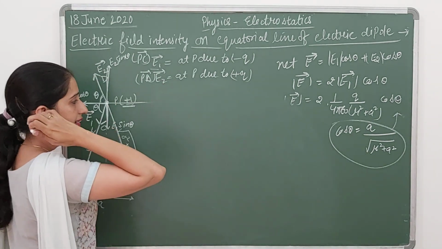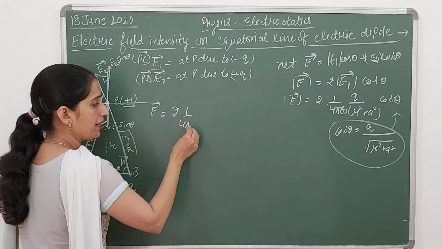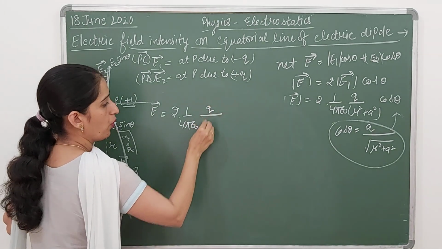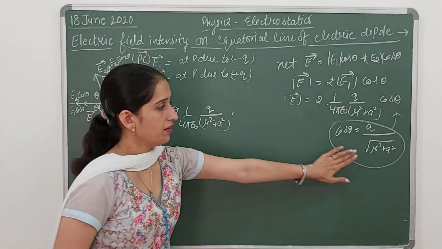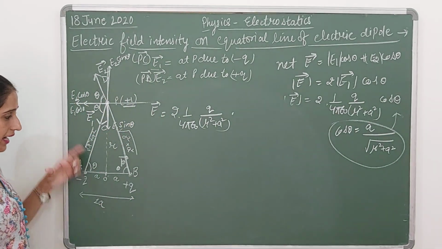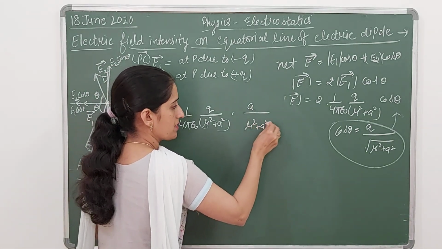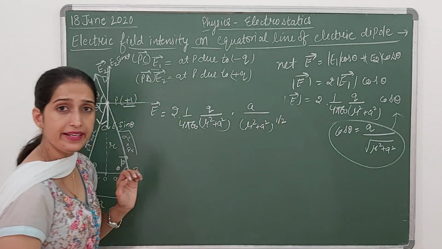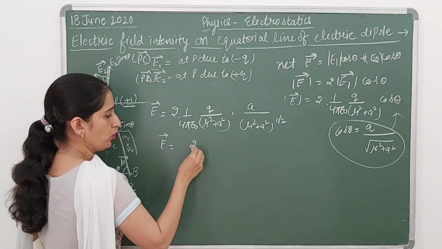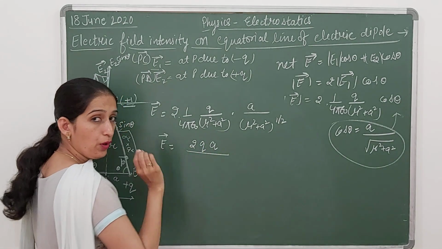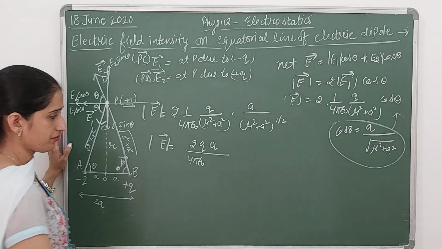Putting this value of cos theta in the equation of E, we get E equals 2 into 1 by 4 pi epsilon naught Q upon R square plus A square into cos theta, with base A and hypotenuse under root R square plus A square. That is Q upon R square plus A square to the power 1 by 2. I can write the under root as power 1 by 2. Collectively I can write it as 2QA upon 4 pi epsilon naught. I am talking about magnitude only.